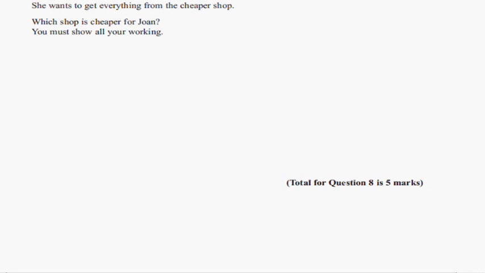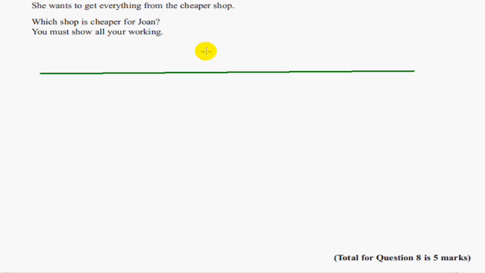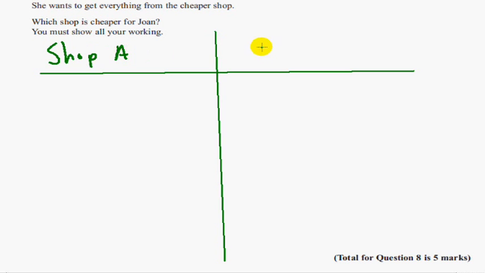So this is a clear comparison question, and my advice would be to split the page in half. All of shop A calculations are going to go on the left and all shop B calculations are going to go on the right hand side. Just makes life easier and clearer. Okay, so shop A, and shop B on the right hand side. So let's just deal with one shop at a time.